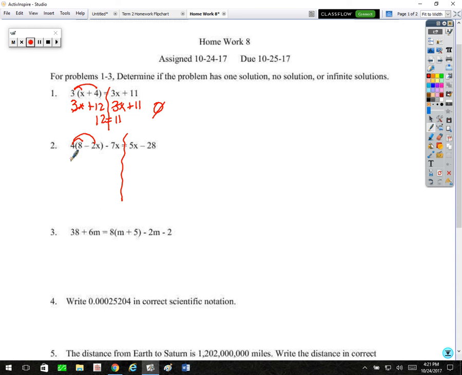Let's go ahead and set it up for you. 4 times 8 would be 32. 4 times negative 2 is minus 8x, minus 7x is 5x minus 28. Then we go circle, box, box, another circle. Now this is what I was talking about right here. If you notice, that's a negative 8 and a negative 7. Remember your integer rules: same signs, add and keep; different signs, subtract the smaller from the larger and keep the sign of the larger number.